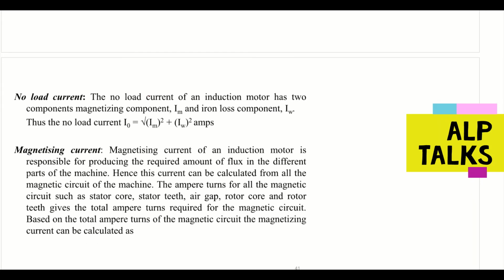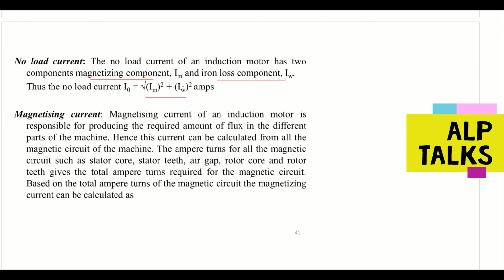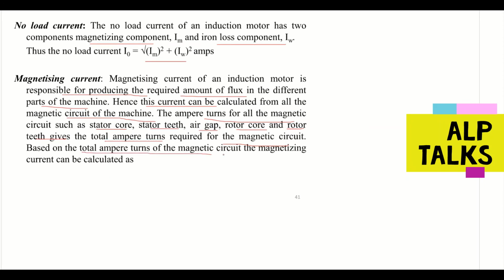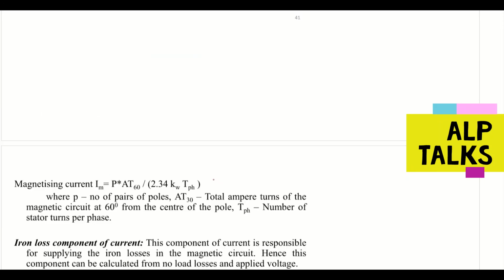No load current. The no load current of an induction motor has two components, the magnetizing component and the iron loss component. So we will calculate no load current like this. Magnetizing current, what about that? The magnetizing current of an induction motor is responsible for producing the required amount of flux in different parts of the machine, and this current can be calculated from the magnetic circuit of the machine. The ampere turns for all the magnetic circuits, such as stator core, stator teeth, air gap, rotor core, rotor teeth, give the total ampere turns required for the magnetic circuit. Based on the total ampere turns of the magnetic circuit, the magnetizing current can be calculated.